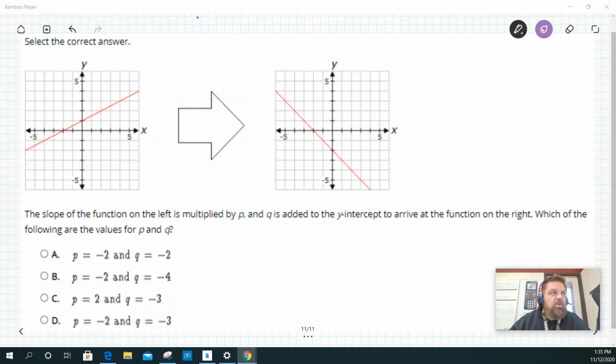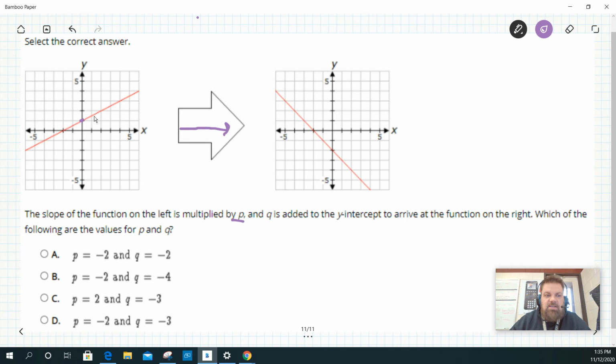So now in this example, we're doing a transformation. We're starting with this graph, and then we're transforming it and ending up with this graph, okay? So it says the slope of the function on the left is multiplied by p. So before I move any further, I'm going to figure out the slope of this thing.